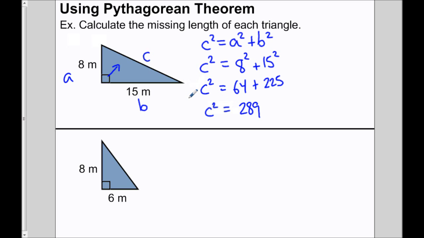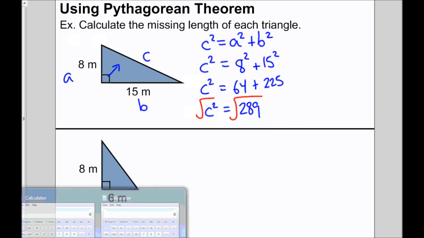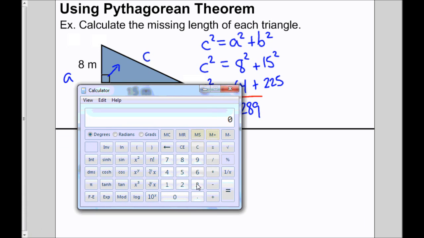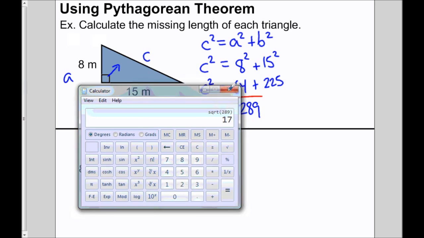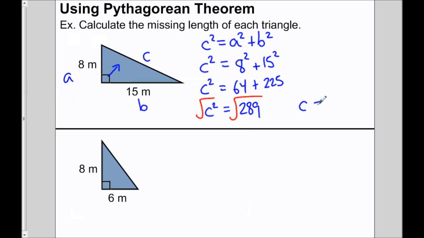But I don't care about the area of that square. I really only care about the side length. So to come up with the side length of that square, I write the square root. So I'm going to take the square root of that number, 289. I'm going to get a calculator here just to show you. So the square root of 289 is 17. So C is equal to 17.